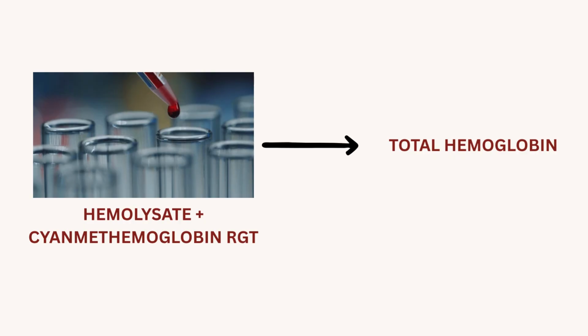So for the procedure, pipette 0.05 ml of the patient's hemolysate and the normal and abnormal control hemolysates into respective tubes containing 9.5 ml of cyan methemoglobin reagent. So label tubes as total hemoglobin. So this gives a hemoglobin concentration of approximately 0.05 grams per dl.